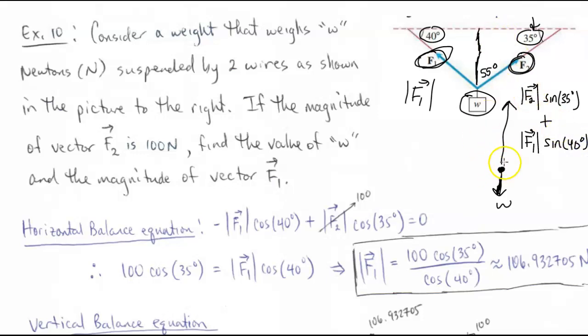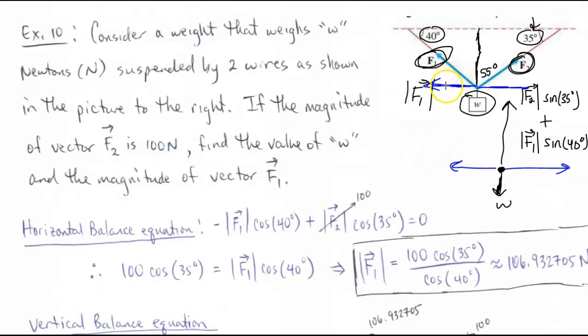And so from a vertical standpoint, the sum of these two forces must equal the weight that's suspended here. Now, if I look at this horizontally, I've got forces acting in this direction, forces acting in that direction.